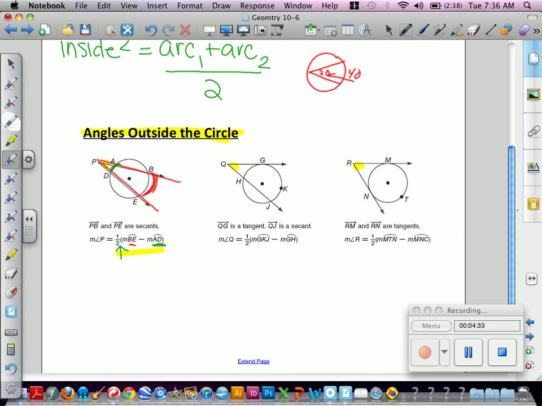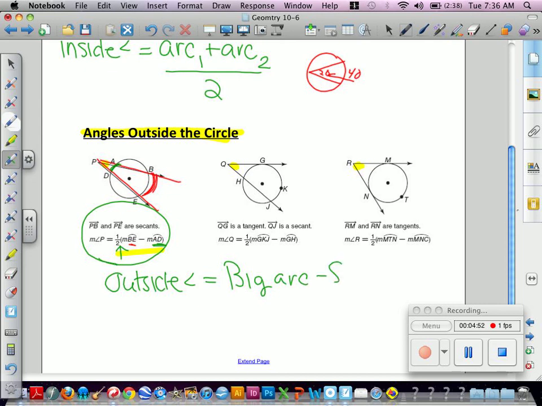So once again, I'm not always going to have my picture, so I'm not going to memorize this formula, but I'm going to write my own generic formula. When I have an outside angle, I'm going to take my big arc, that's the arc that is created by the outside angle as it intersects the circle. I'm going to subtract my small arc, and then I'm going to divide by 2.